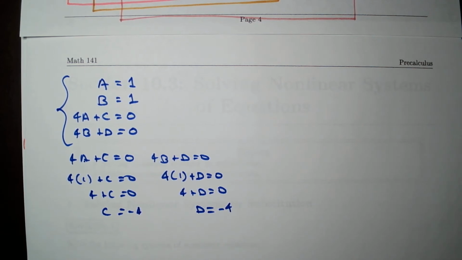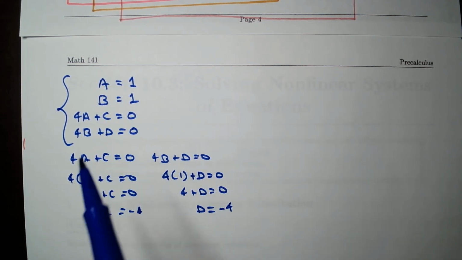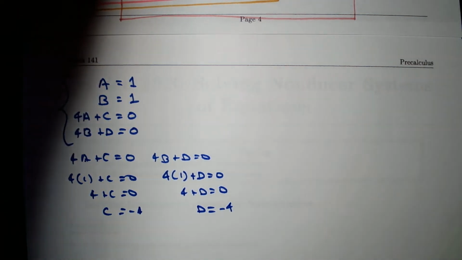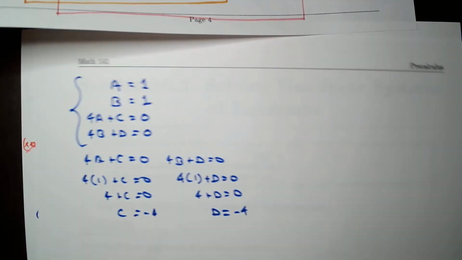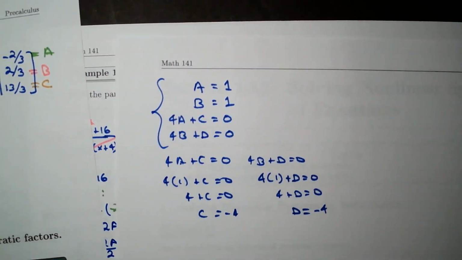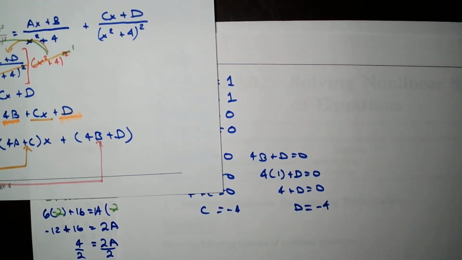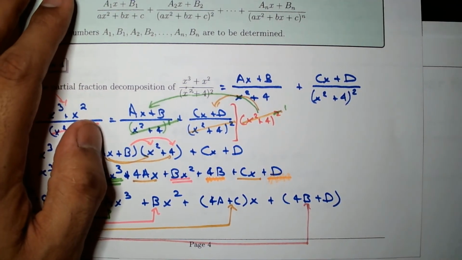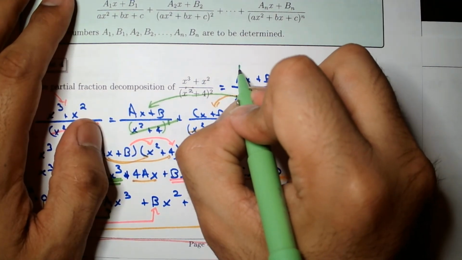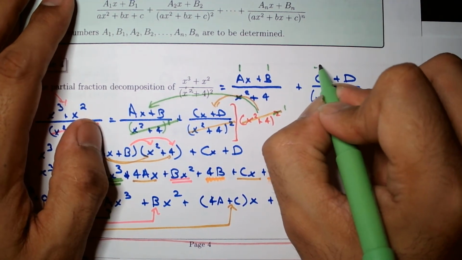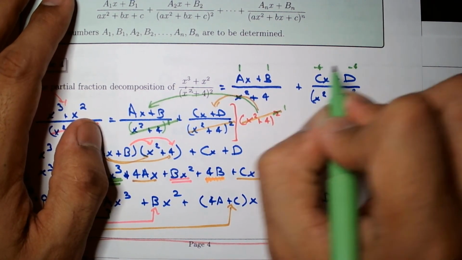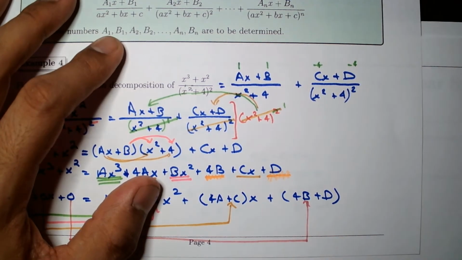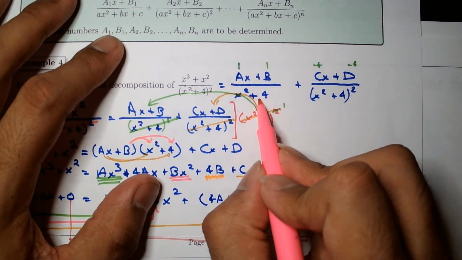Alright, so now that we have a, b, c, and d, let's go back to the original problem. Let me make some space here. We said a equals 1, b equals 1, c equals negative 4, and d equals negative 4. Well, of course, I'm not going to leave it like this. I'm going to actually write the final answer.